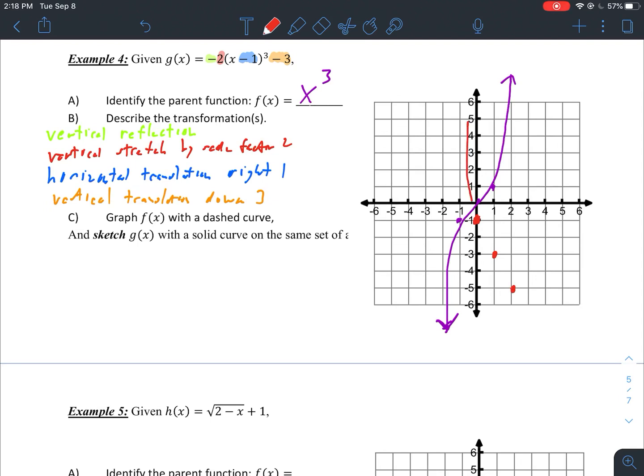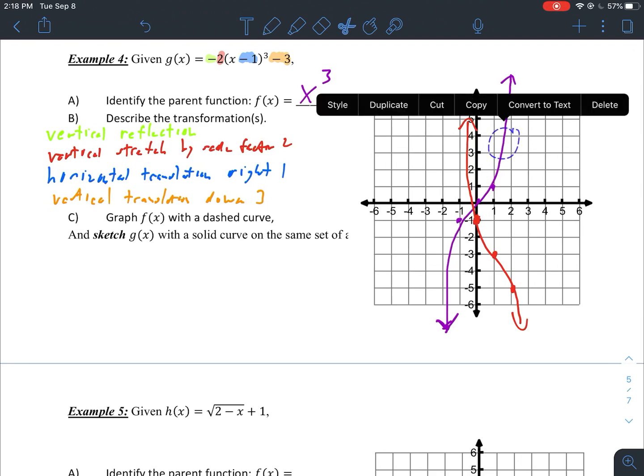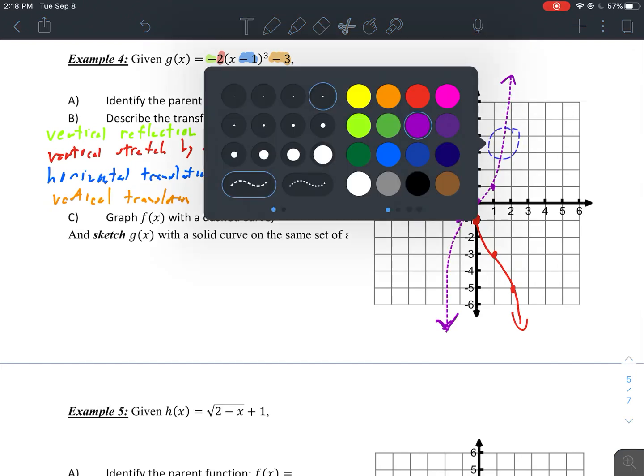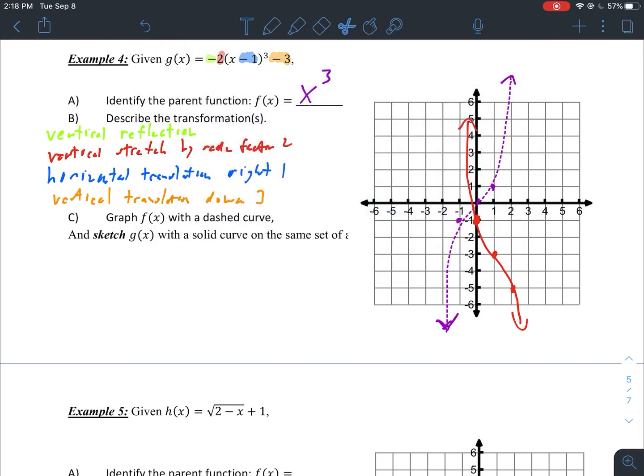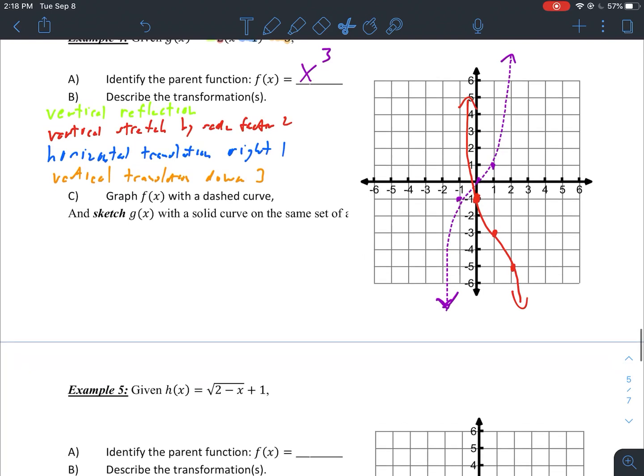And you should see here, the graph should be flipped vertically. It should also be much thinner than before, and it's moved a little bit to the right and down. I'm supposed to use a dash curve for that first one, so let me switch that to a dash curve. And there you have it. If at any point you want to pause it and try number 5 on your own, you're welcome to do so. Otherwise, I'm going to forward ahead.